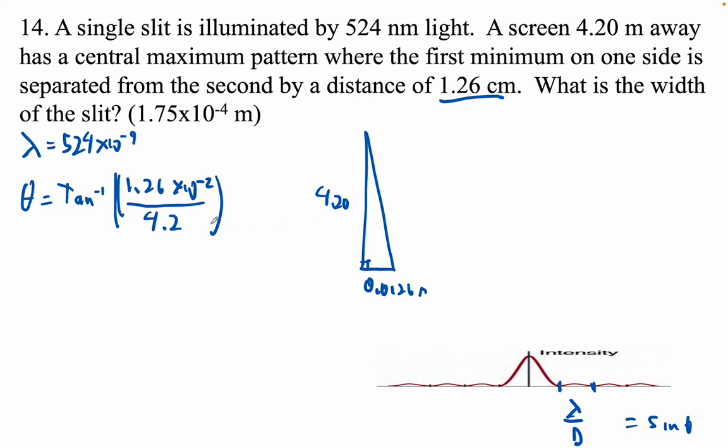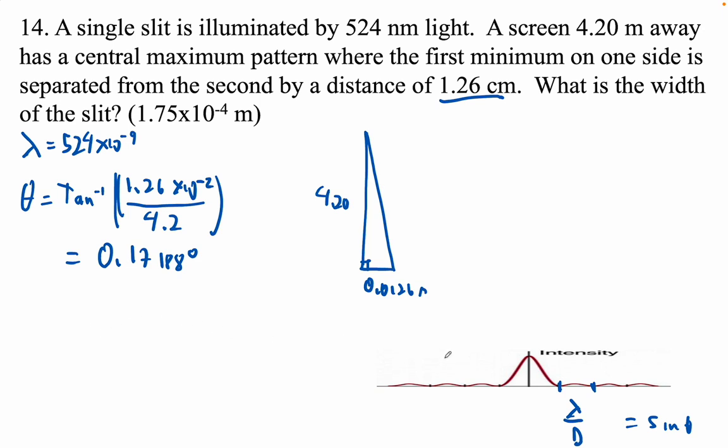I'm just using inverse tan. I could use inverse sine too. Let's play with this. Okay, so let's go inverse tan of 0.0126 divided by 4.2. And in terms of degrees, that's equal to 0.17188 degrees. That's a very small angle. All right, good enough.